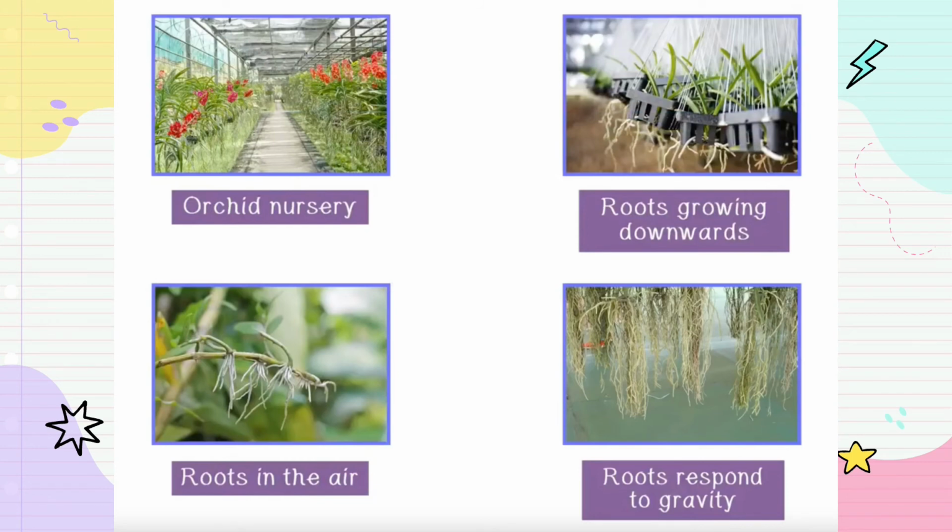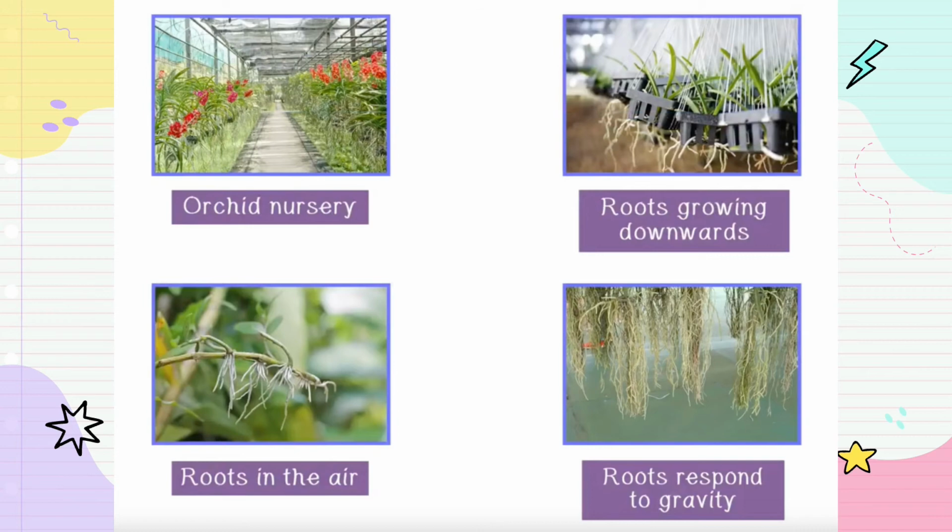Another example I can tell you is when you take an orchid nursery, the roots are in the air because you hang them. Now you can see that the roots grow downwards. They don't grow upwards or sidewards, because roots respond to gravity. There is a force which pulls you to the earth. So these are the ways in which plants sense and respond.